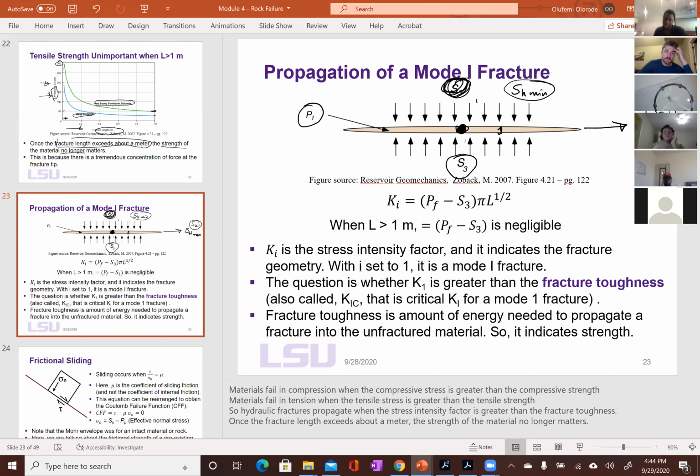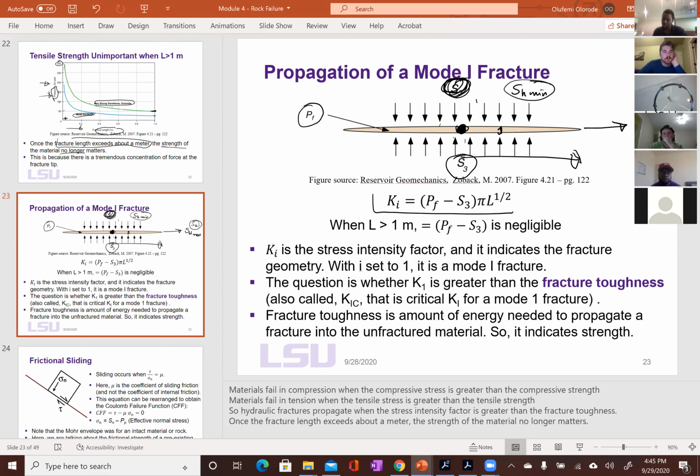And that's your fracture pressure, pressure of the fluid in the fracture, which has to overcome S3 before the fracture opens. And as the fracture opens, it tends to continue to propagate. And when this length becomes more than 1 meter, tensile strength is already negligible. And that's your mode 1 fracture.